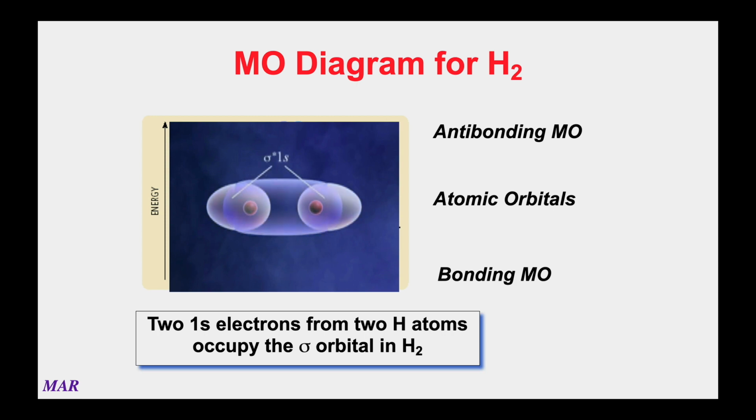The sigma star 1s anti-bonding molecular orbital consists of two lobes. The majority of the space occupied by the two lobes does not lie between the two nuclei. In this molecular orbital, the region between the two lobes is known as a node. Electrons in this orbital would actually draw the two nuclei apart by electrostatic forces. Hydrogen has no electrons in this anti-bonding molecular orbital.